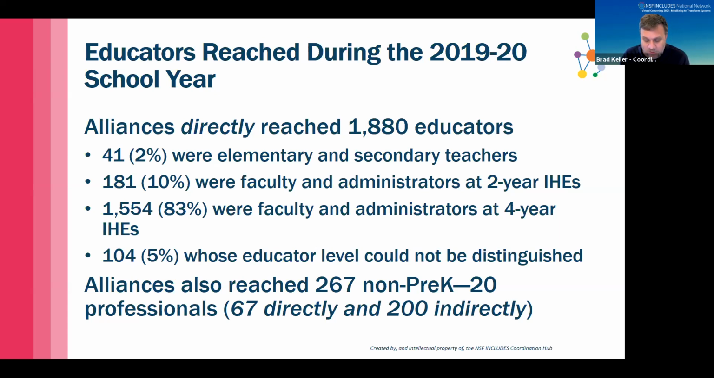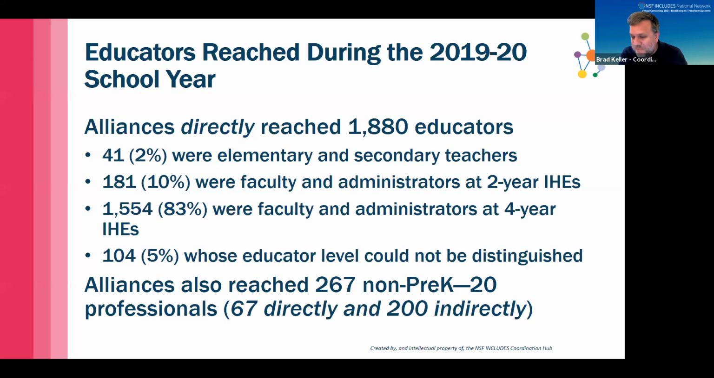In addition, the alliances reached a total of 267 non-pre-K through 20 professionals, 67 directly and 200 indirectly, during the 2019-2020 school year. And all the caveats I described regarding the number and characteristics of students also apply to educators.